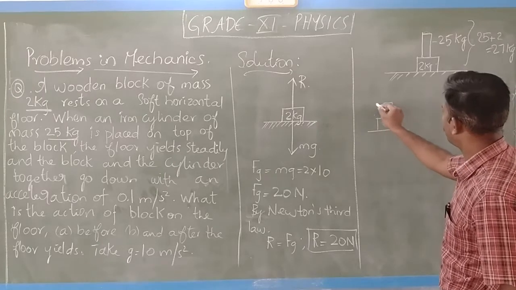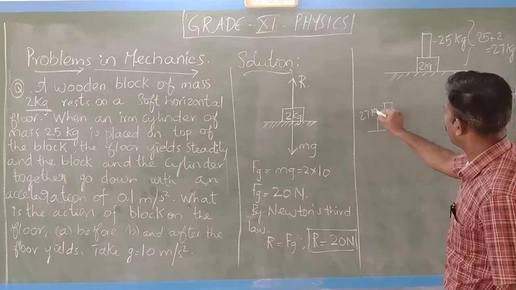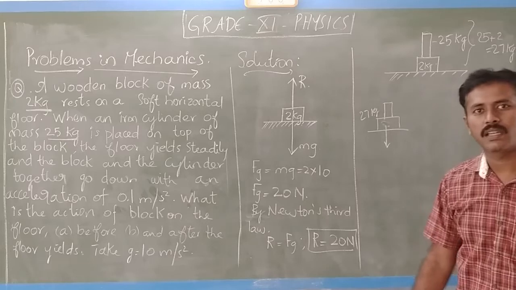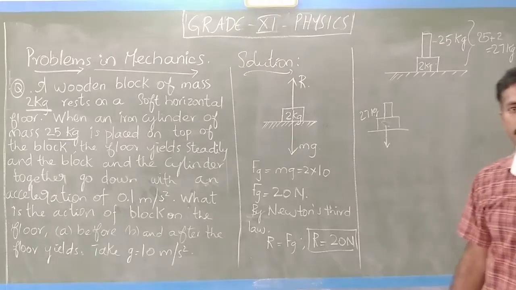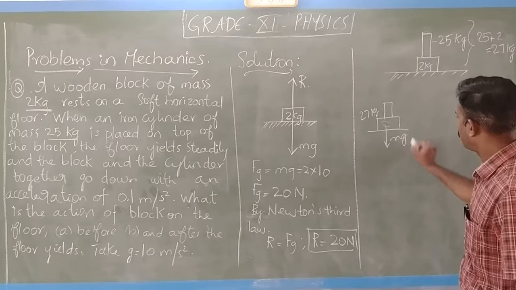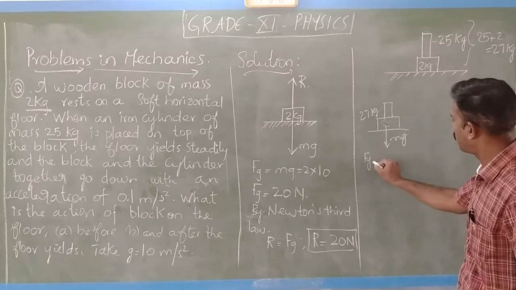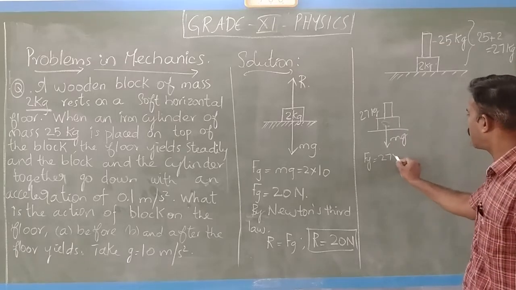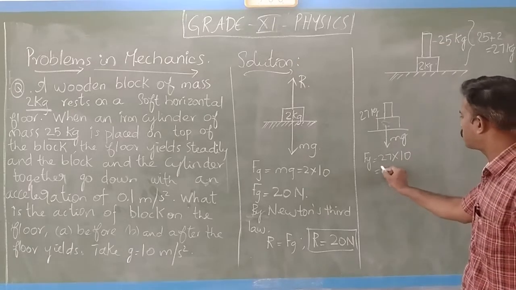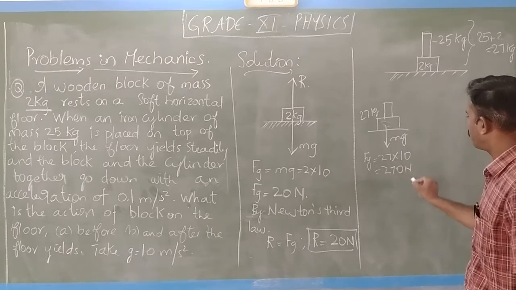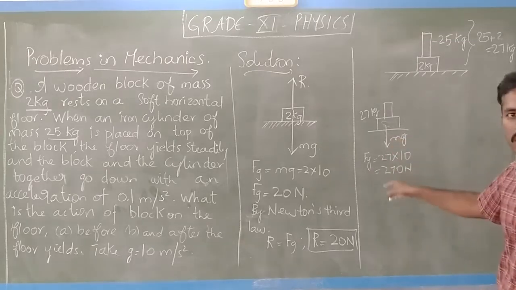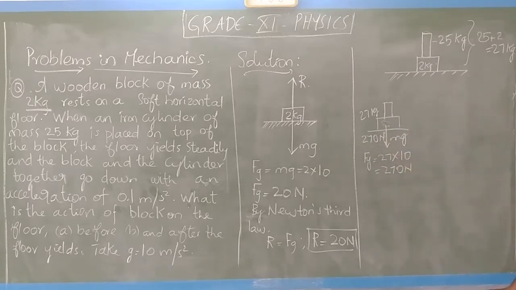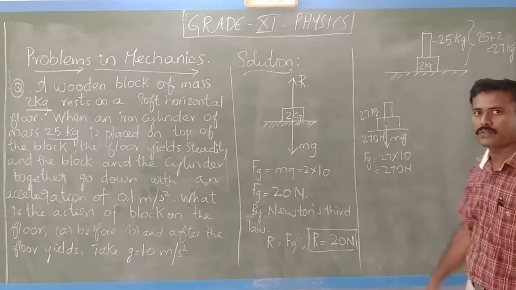So this is 27 kg. Now the gravitation force is mg. So what is mg? Total mass is 27, 27 times g, which is 10. So that is 270 Newton. So this value is 270 Newton. Clear? So this value is 270 Newton.